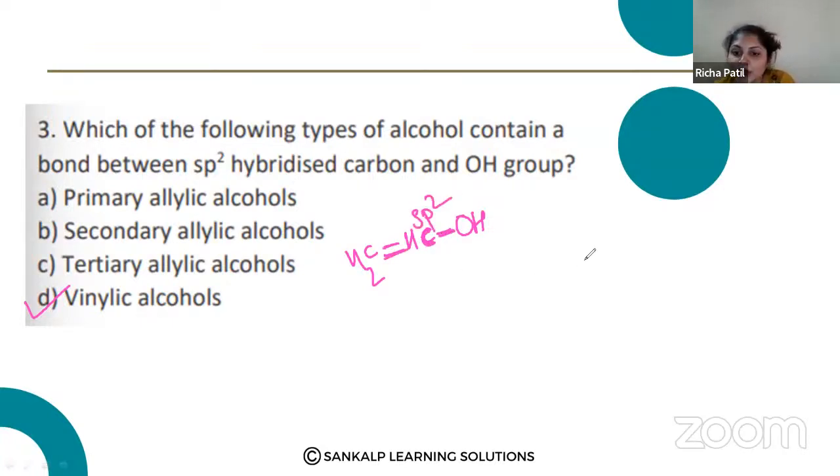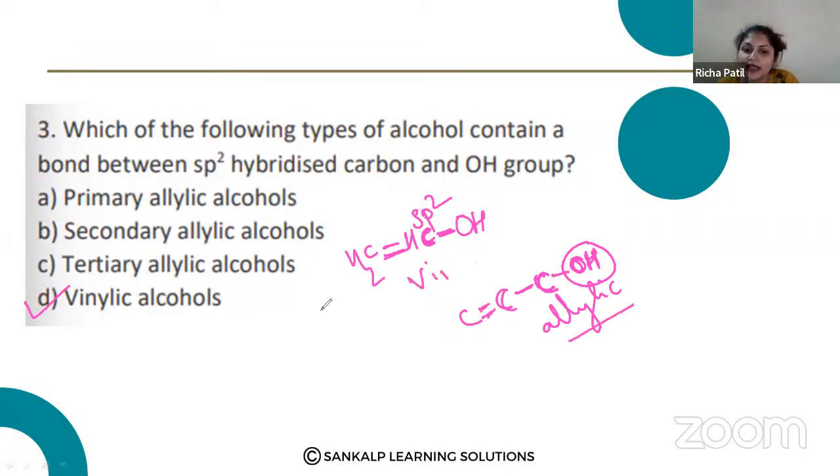Now, there is something called allylic. Allylic means the OH group is attached to a carbon which is next to a carbon double bond. Remember this. So this is allylic and this is vinylic. So the correct answer here is vinylic.